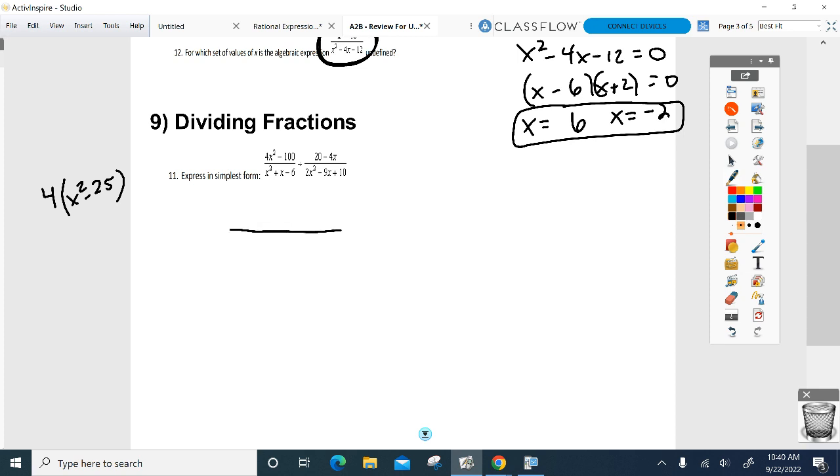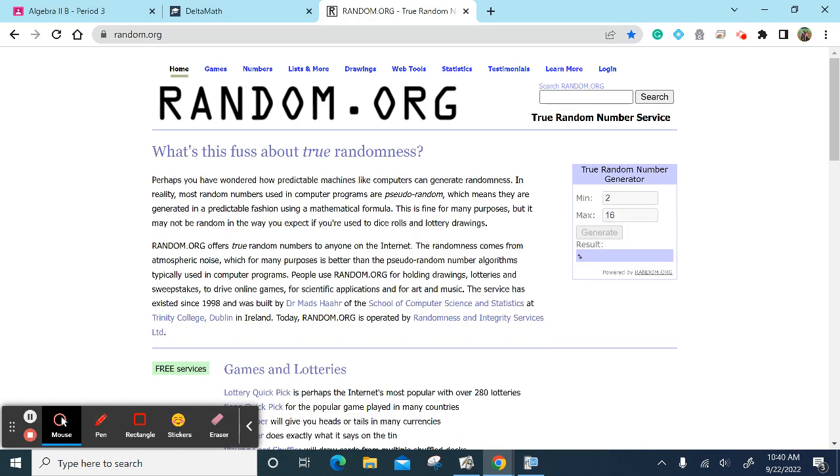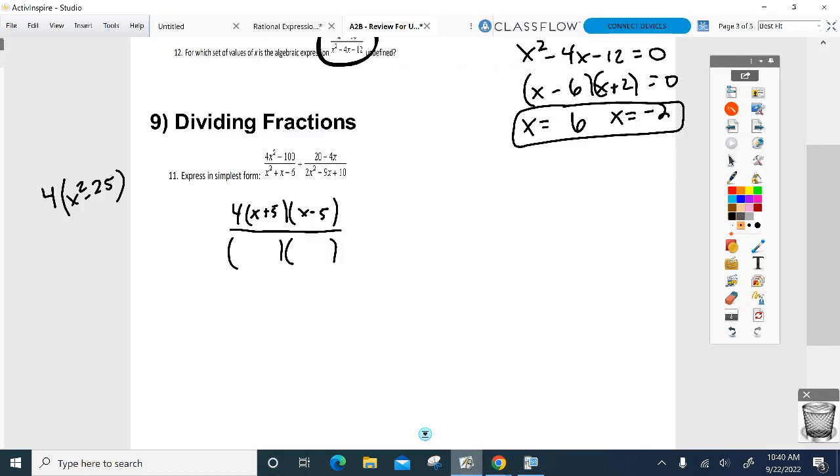Now I'll put this on the line. 4 times what here? x plus 5 and x minus 5. GCF, as tempting as it looks, GCF. And on the bottom, number 11, two numbers that multiply to 6, one apart. 3 and 2. Plus 3, minus 2. Division changes into multiplication. Remember to flip.